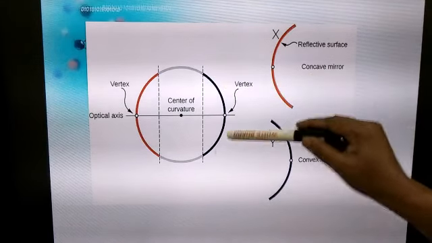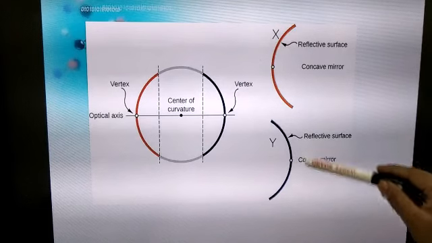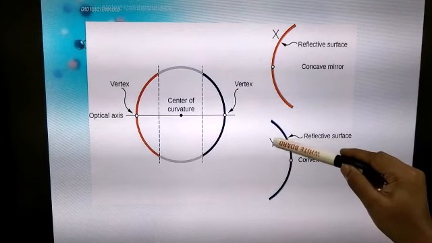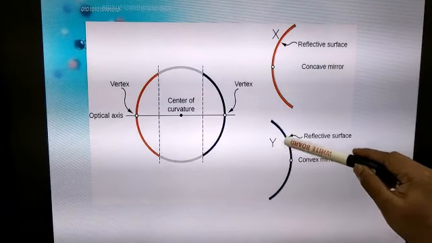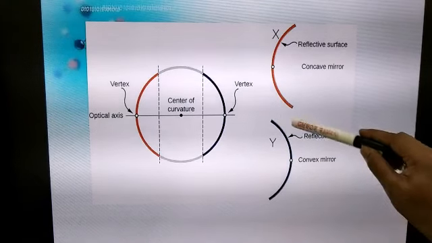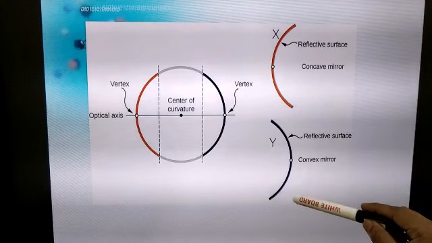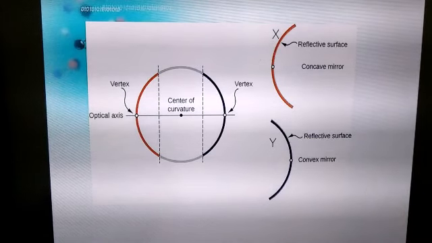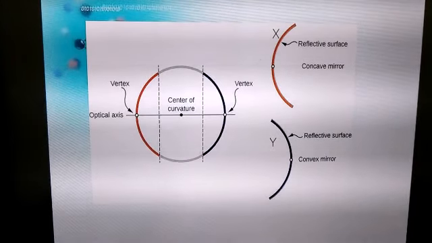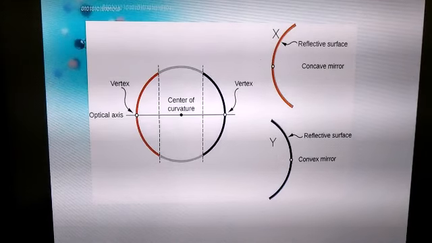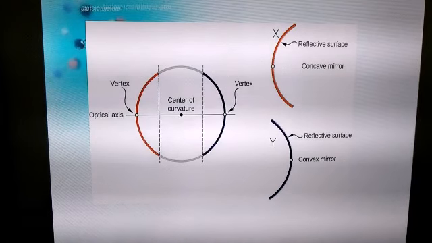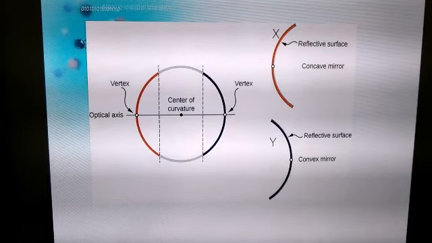But if I take a piece of sphere, like what you can see here, the blue part of the sphere, and I have labeled the inner part as Y. So if this part Y of the sphere is silvered, then the outer surface becomes the reflecting surface. Such a mirror is called a convex mirror. Thus, depending on whether the inner or the outer surface of the sphere is silvered, we get two types of spherical mirrors, concave mirrors and convex mirrors.